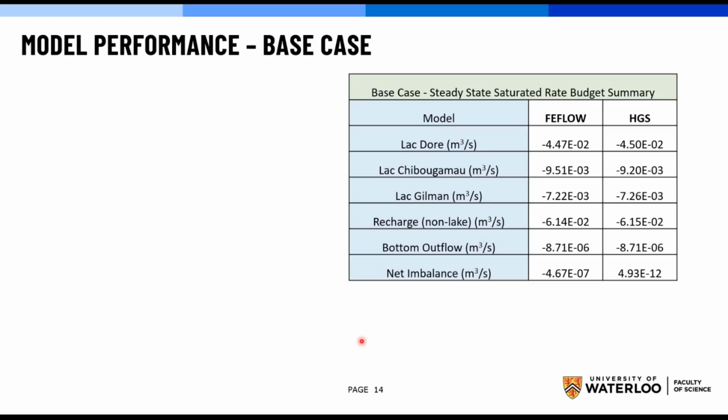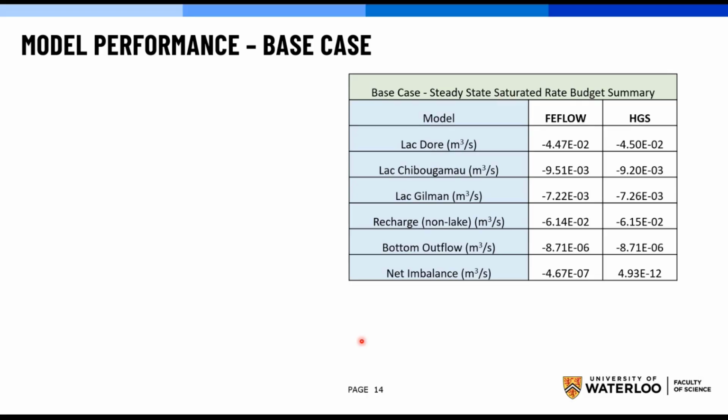So first off, let's take a look and see how those two models compare. The two saturated groundwater flow models between FEFLOW and HGS. You can see the FEFLOW model and HGS, we're comparing them here, just looking at the fluxes that we're getting out of those simulations, and they match pretty well. This gave us confidence that we were consistently simulating the same type of scenario between the two.